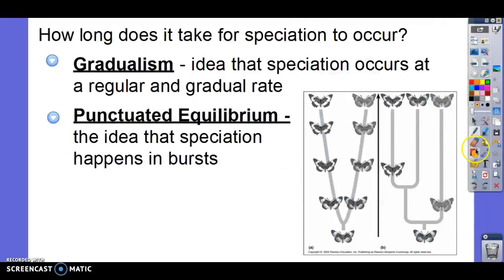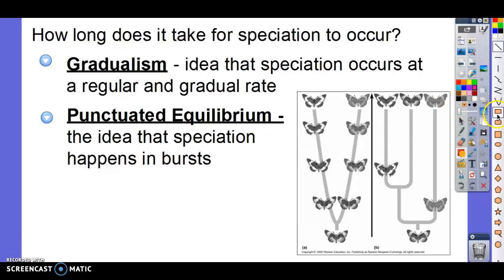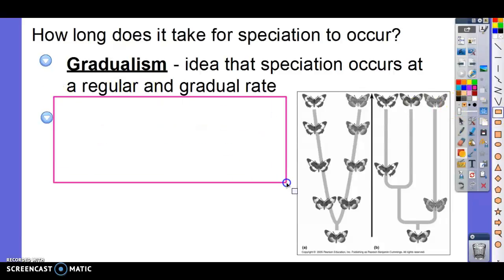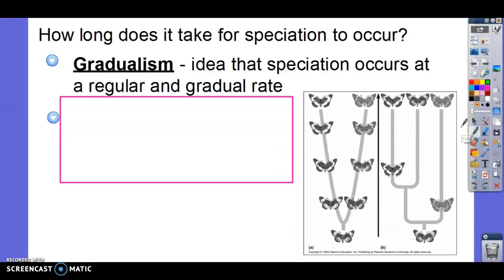So we are going to write that down. I'm going to cover up this other one so you guys don't have to worry about writing it yet. So gradualism is the idea that speciation occurs at a regular and gradual rate. It doesn't happen all of a sudden at the snap of fingers. It just happens gradually.